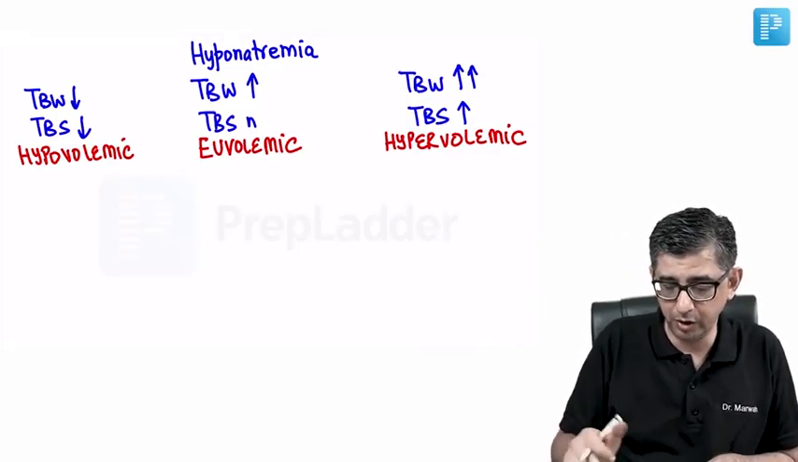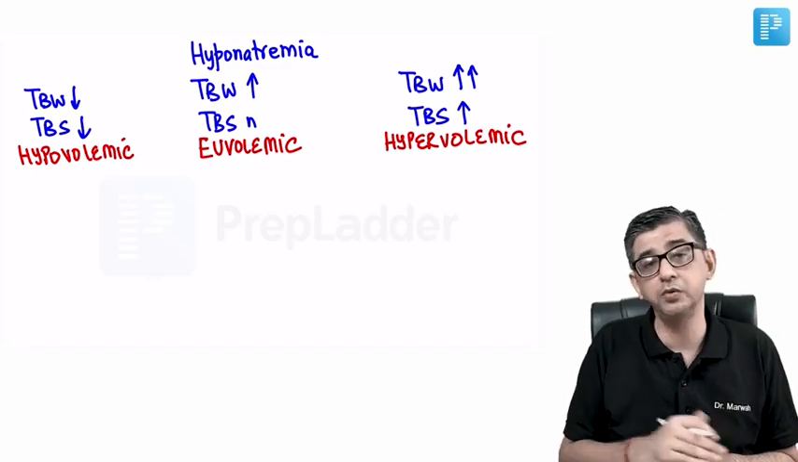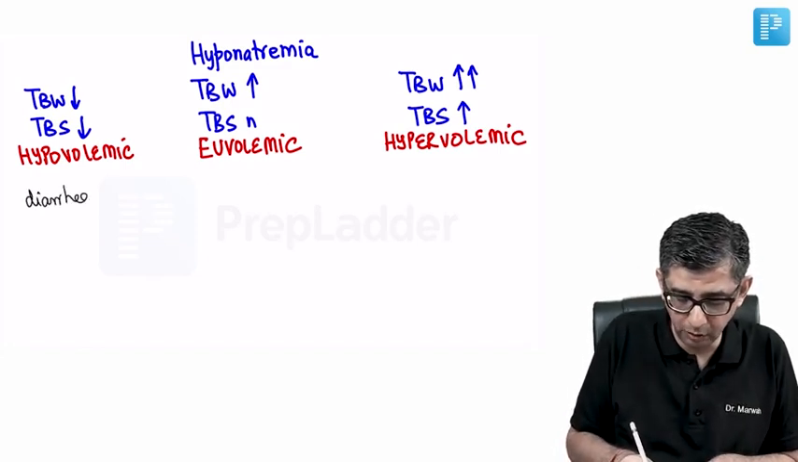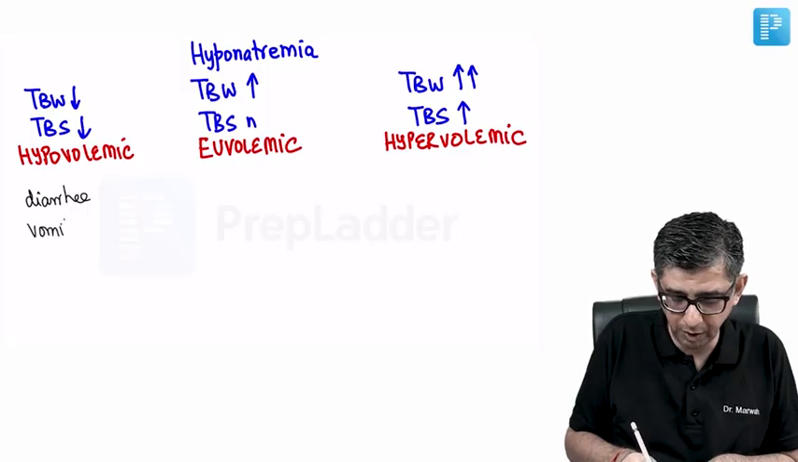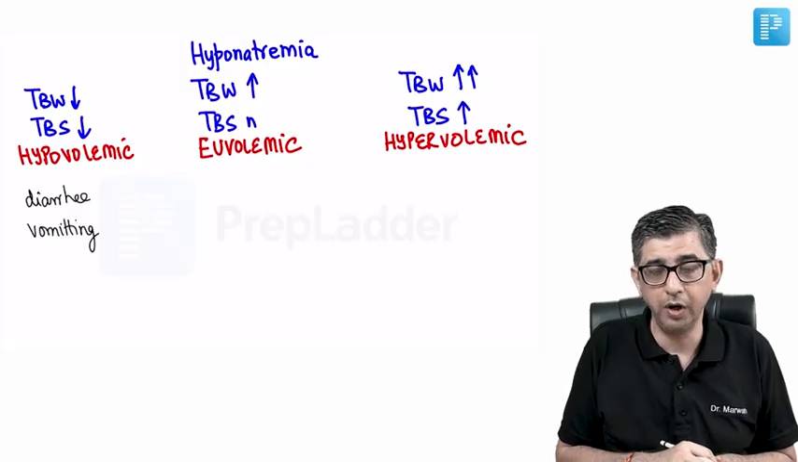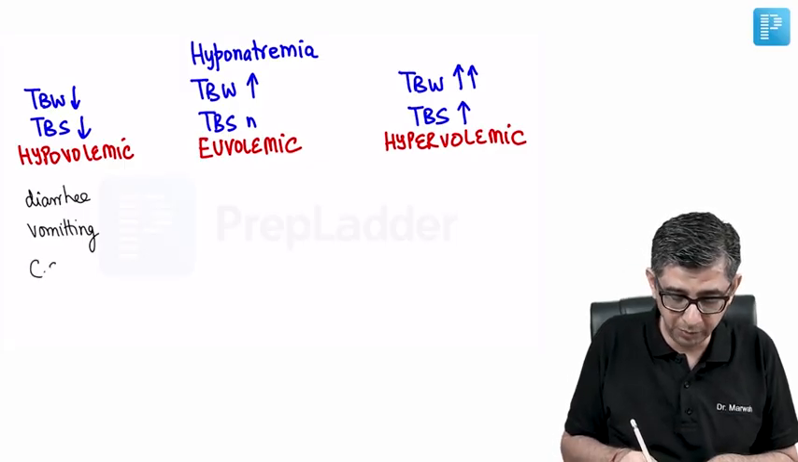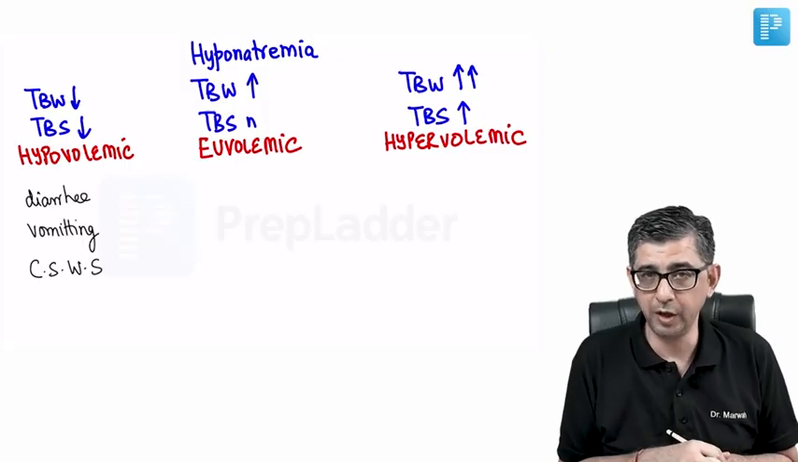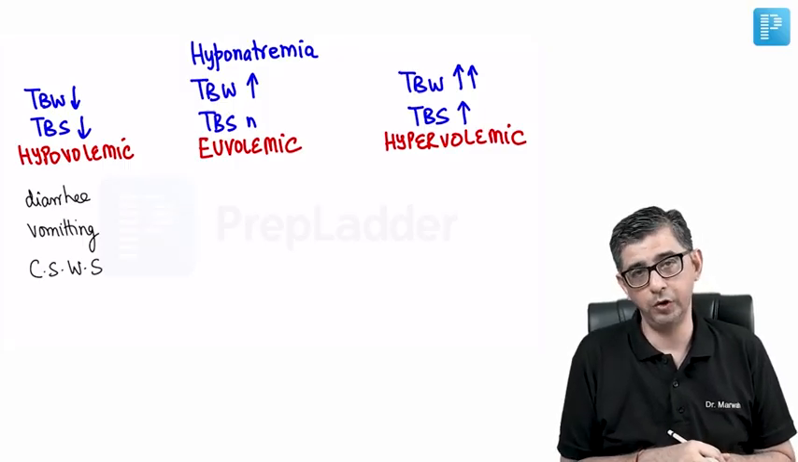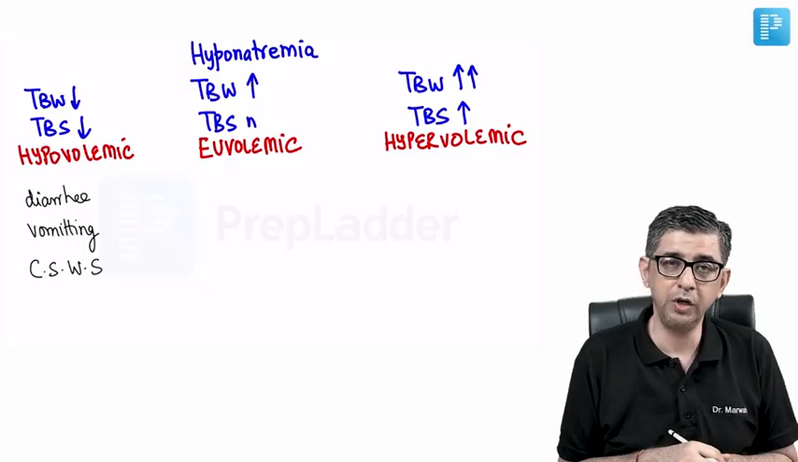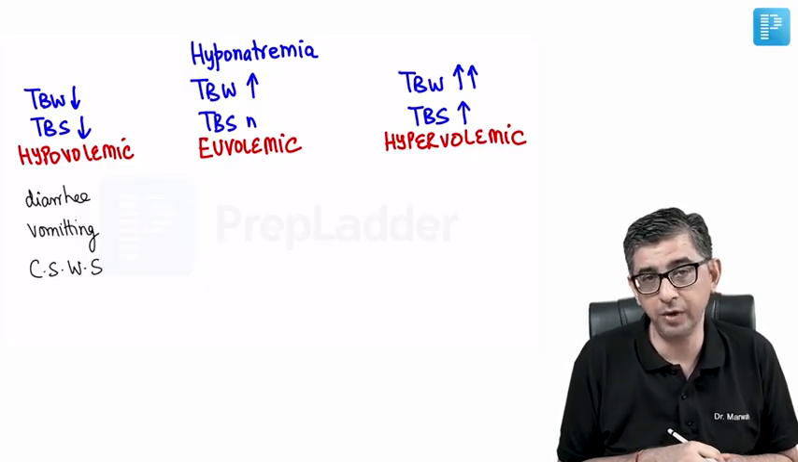I'll be jotting down some important causes that you should be knowing for each one of these. As far as diarrhea and vomiting are concerned, nobody will ever mess up on them. This is simple volume depletion that explains hypovolemic hyponatremia. But the important one from the exam perspective is what I'm writing right now before you, that is cerebral salt wasting syndrome. Cerebral salt wasting syndrome as a term is what I've said even in the topic of subarachnoid hemorrhage.